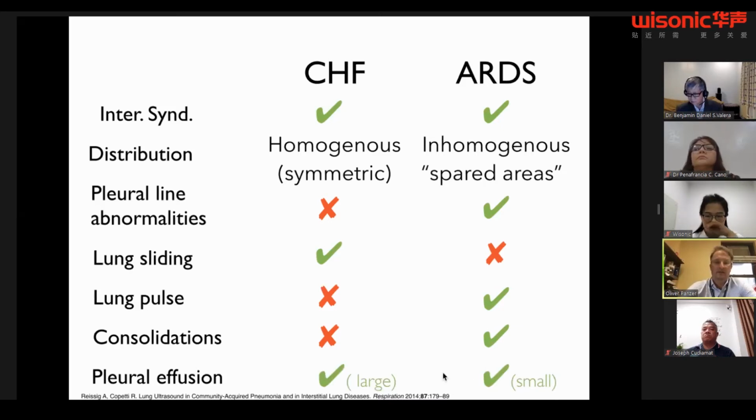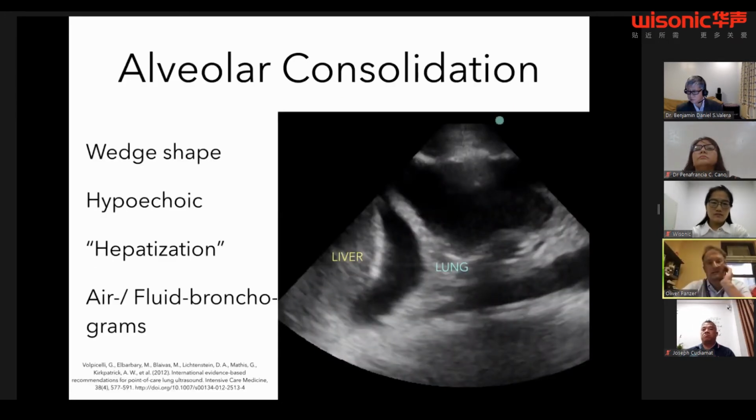But again, COVID is a little different. Typically, pleural effusions are able to be seen in both, but in ARDS they're typically small, whereas since this is a high-pressure pulmonary edema, pleural effusions are more likely to develop. I want to quickly spend some time talking about consolidations in a little more detail.